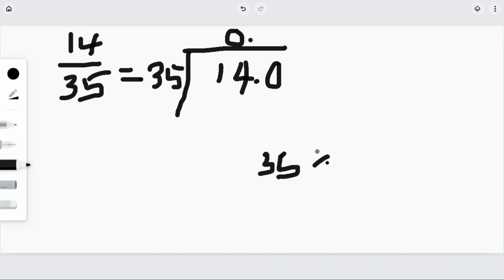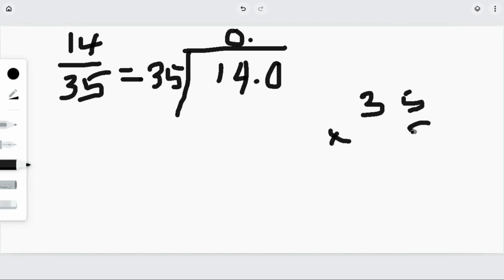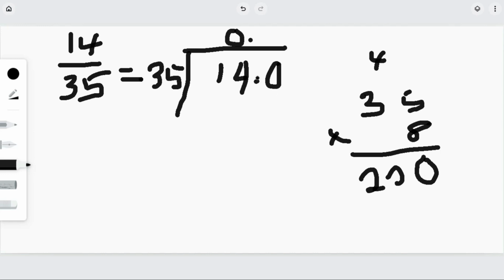Now let's say 35 times 8. Let me write it like this. 35 times 8. You understand? I love to do all the workings here so that I'll be able to understand. Now 8 times 5 is 40, so we keep 4, and 8 times 3 is 24. So 24 plus 4 is 28. So that means this number is too big. We are going to reduce this one.